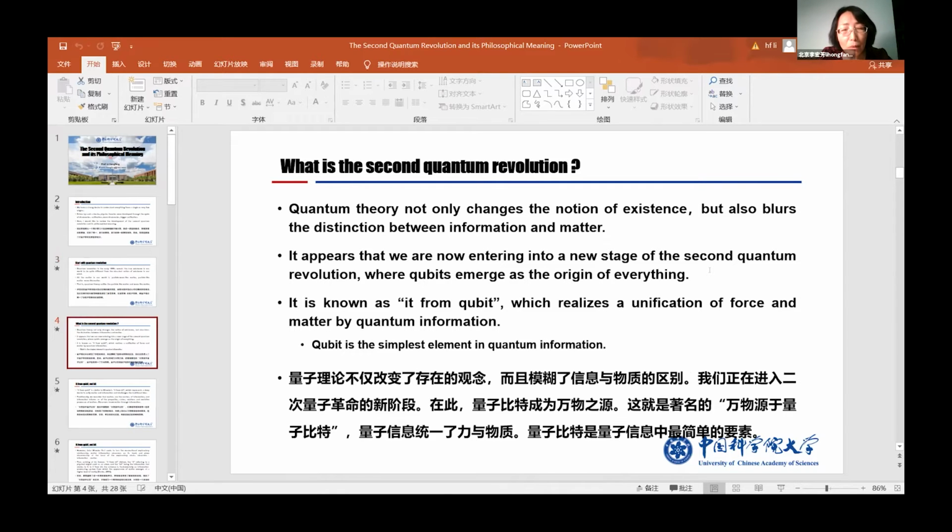Quantum theory not only changes the notion of matter, but also blurs the distinction between information and matter. It appears that we are now entering a new stage of the quantum revolution, where the qubit emerged as the origin of everything. It is known as it from qubit, which realizes the unification of force and matter by quantum information.